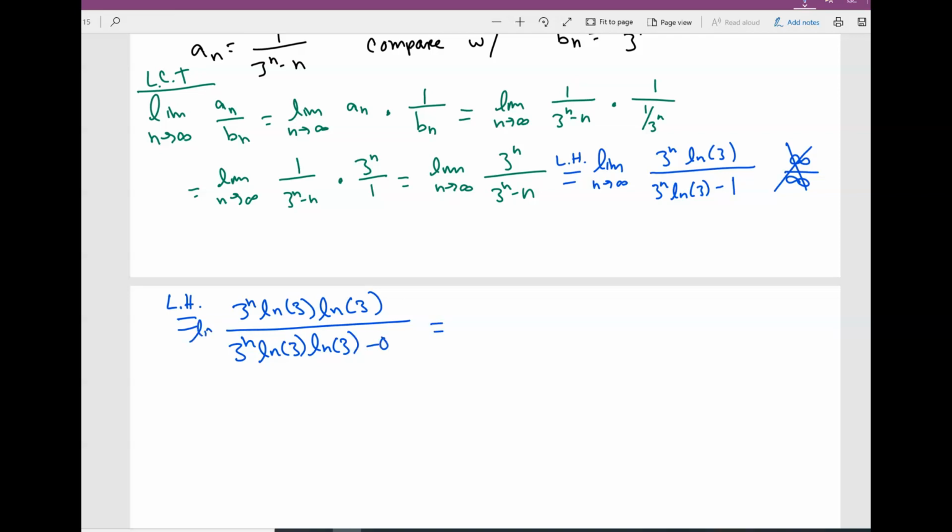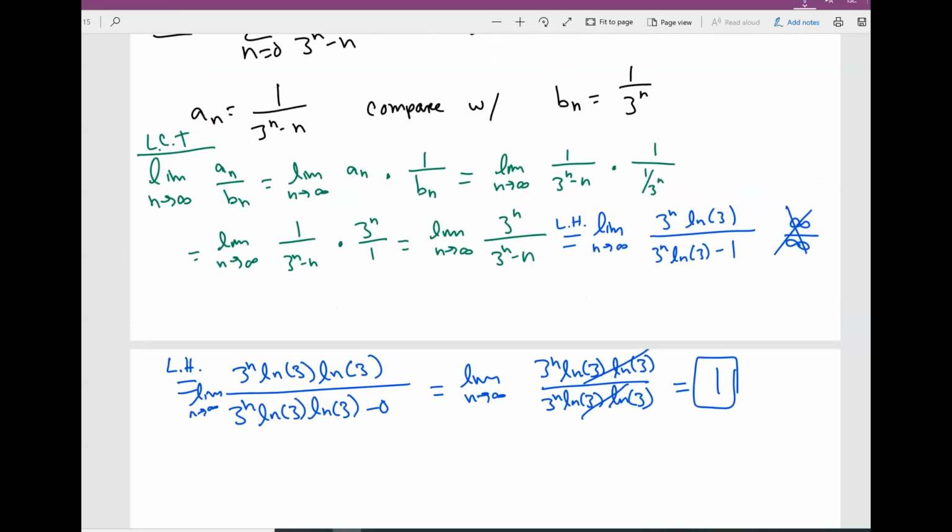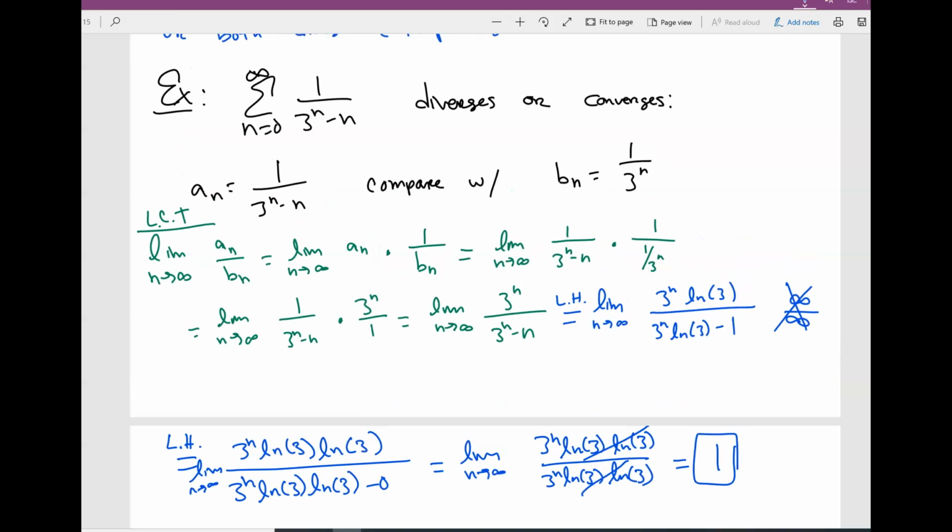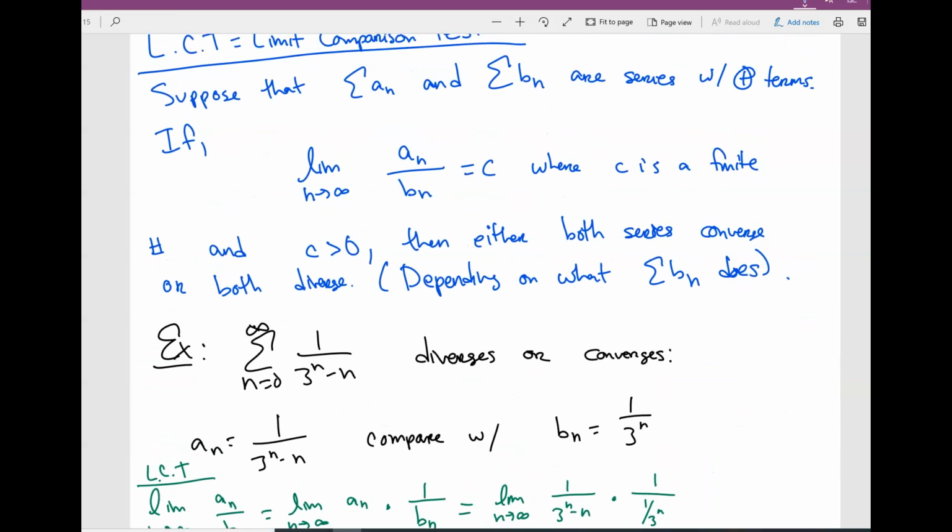Oh, and I forgot the limit part. Okay, so then the limit as n goes to infinity, you're going to have 3 to the n ln of 3 ln of 3 divided by 3 to the n ln of 3 ln of 3. This is going to cancel each other out, and you're just going to be left with 1. So the limit as n goes to infinity of 1 is just going to give me 1. Now we just used the limit, we figured out this entire limit, 1 in this case is going to be finite, and c is positive.